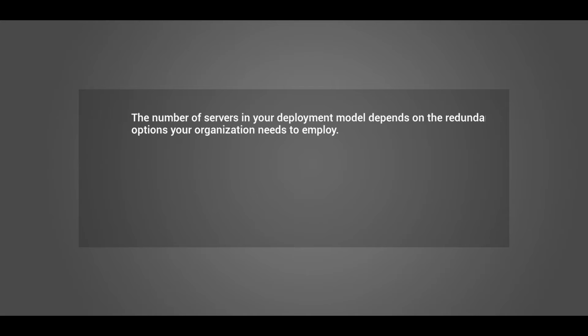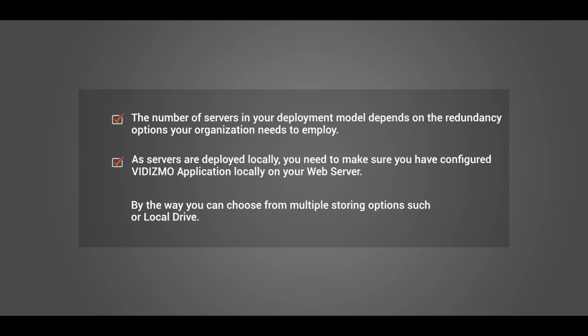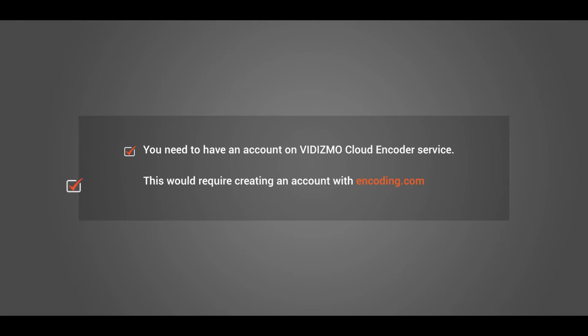The number of servers in your deployment model depends on the redundancy options your organization needs to employ. As servers are deployed locally, you need to make sure you have configured VIDIZMO application locally on your web server. By the way, you can choose from multiple storing options such as SAN, UNC or local drive. You also need to have an account on VIDIZMO Cloud Encoder service provider to configure it using Setup Wizard.